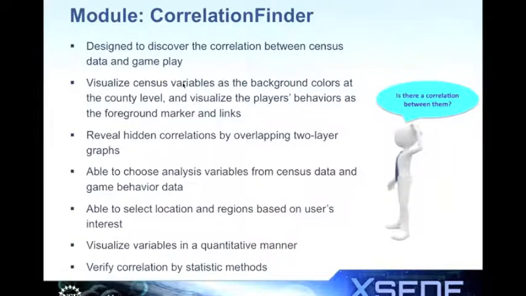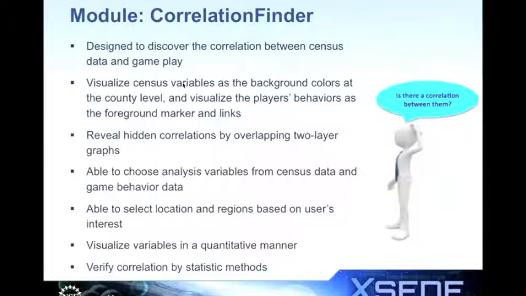The third module is the correlation finder. This module is designed to discover the correlation between census data and the gameplay behavior data. This module uses a unique two-layer representation to discover the correlation. One layer is for census data, and the other layer is for the gameplay behavior data. I will give more details in the next slide to see how it works.